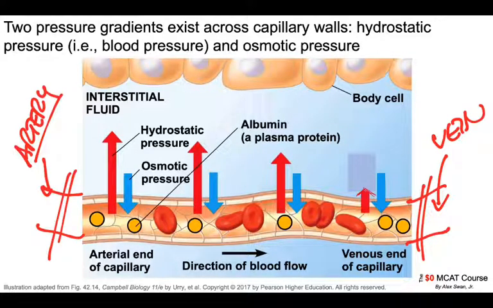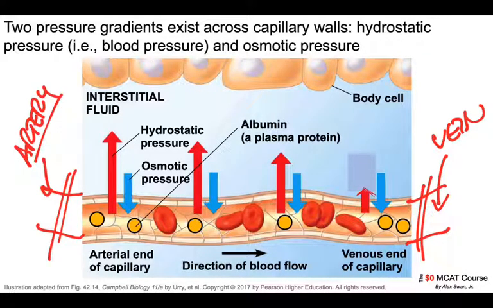And we're going to notice that there are two ends of the capillary bed. We're going to have an arterial end and a venous end. The end that is closer to the artery is called the arterial end. The end that is closer to the vein is called the venous end. And we have two different types of pressure gradients that exist across the wall of this capillary. We're going to have this hydrostatic pressure, and we're going to have this osmotic pressure. Now, hydrostatic pressure, as I mentioned up here, is the same thing as blood pressure.